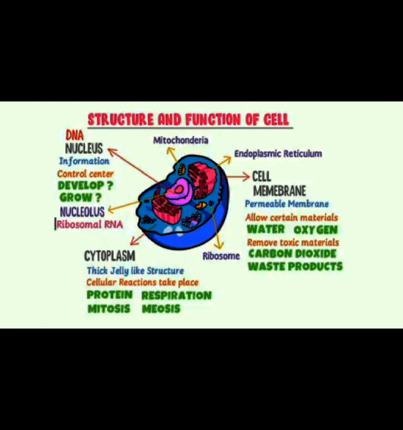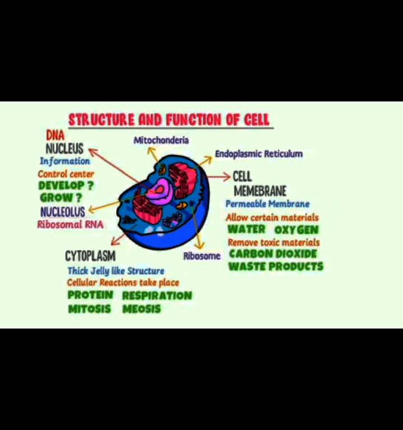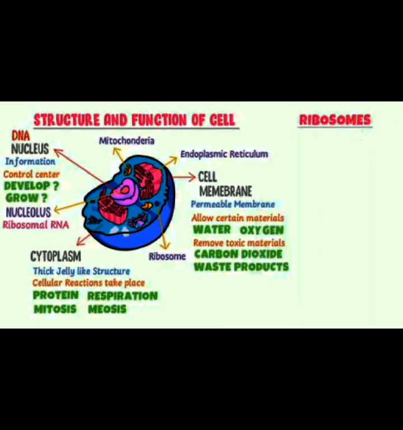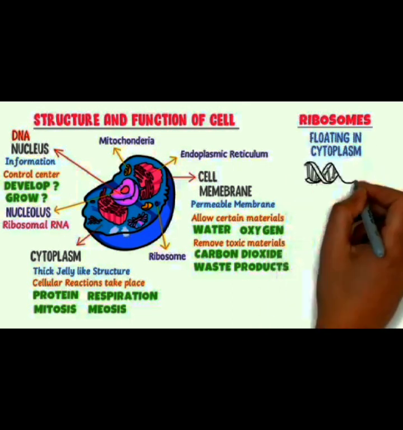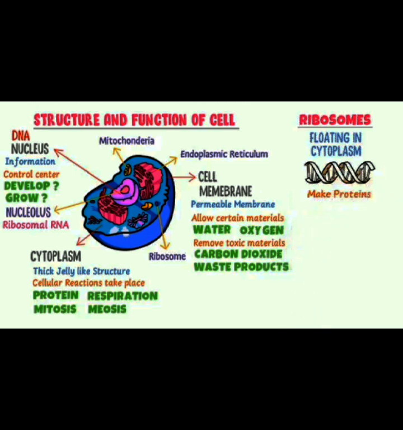The newly made ribosomes are transported out of the nucleus through the nuclear pores to the cytoplasm, where they can do their job. Now, what are ribosomes? Well, ribosomes are floating organelles in the cytoplasm. They make proteins needed for the cell. For example, ribosomes make proteins for the growth of the cell. Ribosomes make proteins for the repairing of the cell.